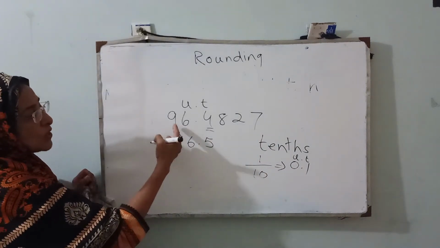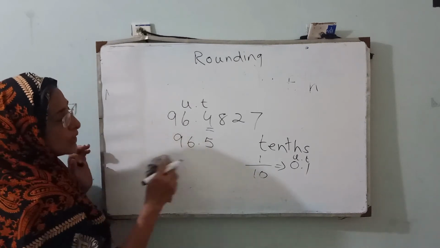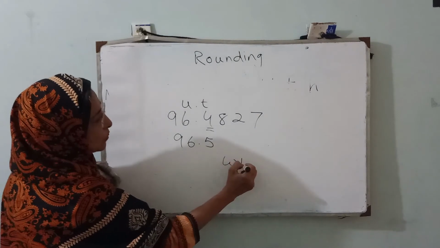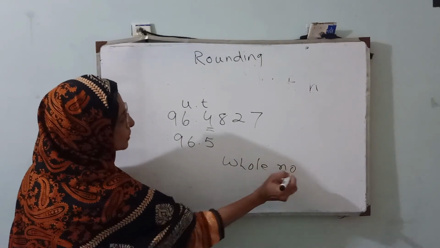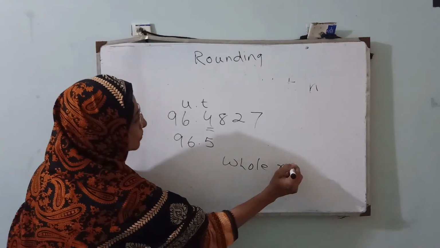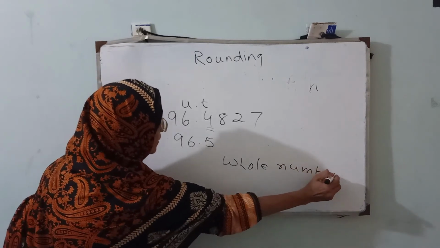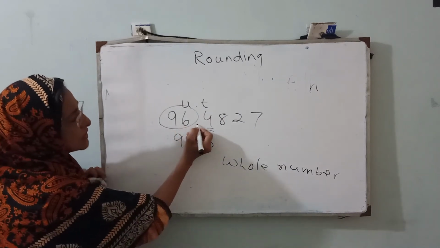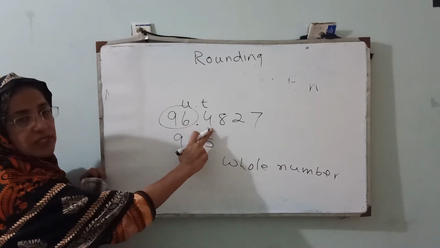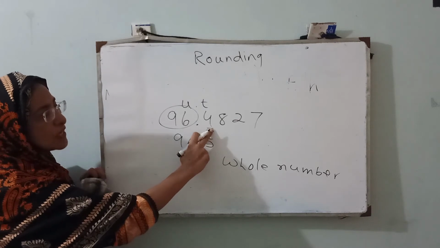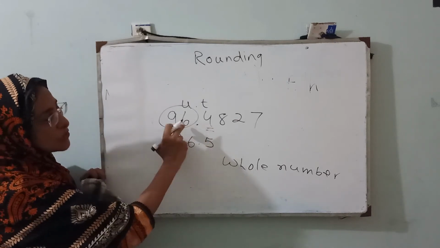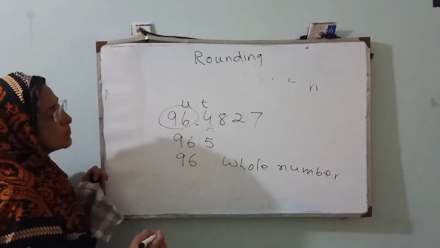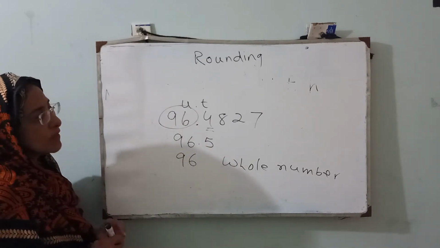Now, if I want to round this number to the nearest whole number, my whole number will be this number, right? So what is the number after this? As you can see, after the decimal it is 4. 4 is less than 5. So this 6 is not going to change, and my nearest whole number will be 96, right?